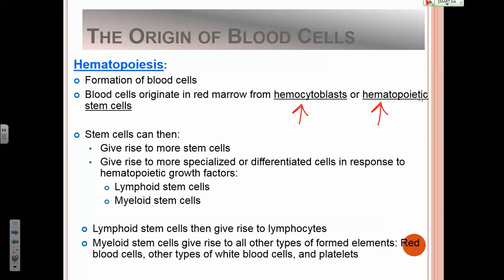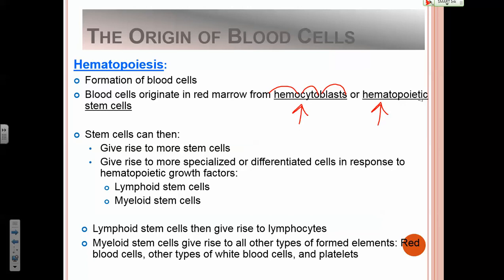And the actual stem cell itself in the red marrow can be called a hemocytoblast or a hematopoietic stem cell. Hemo means blood. Cyto means cell. Blast is a cell that makes something. So a hemocytoblast is a cell that makes blood cells. Does that make sense? Remember, fibroblasts make fibers. Osteoblasts make bone. Hemocytoblasts make blood cells. Any kind of blood cell.